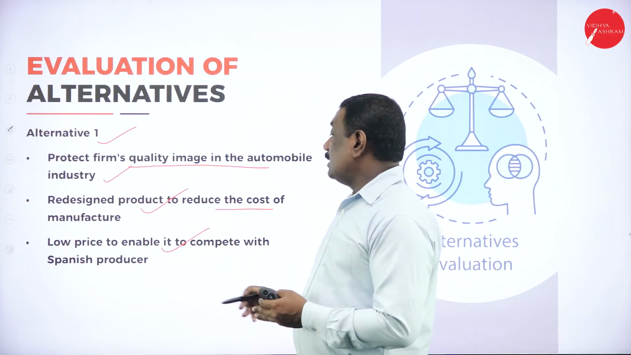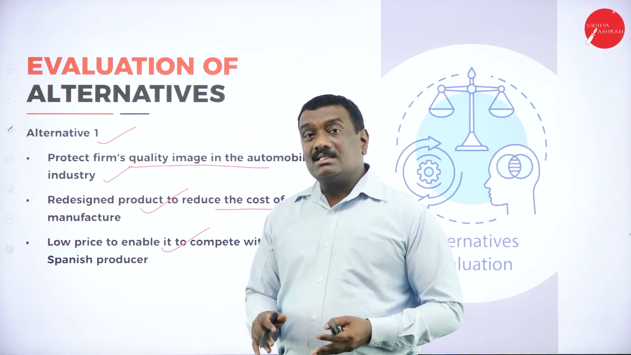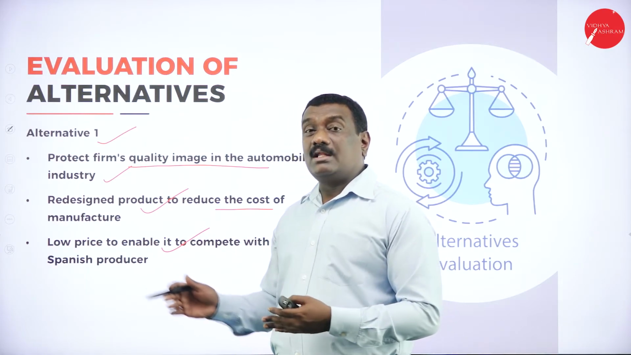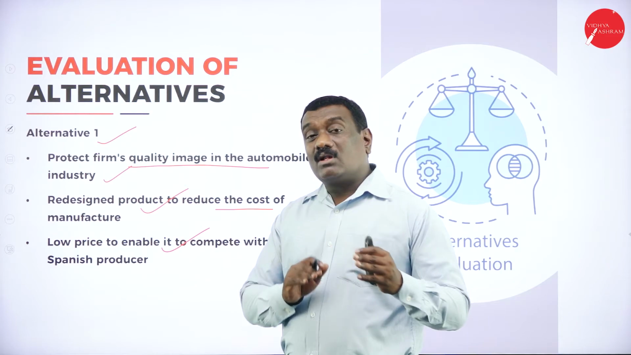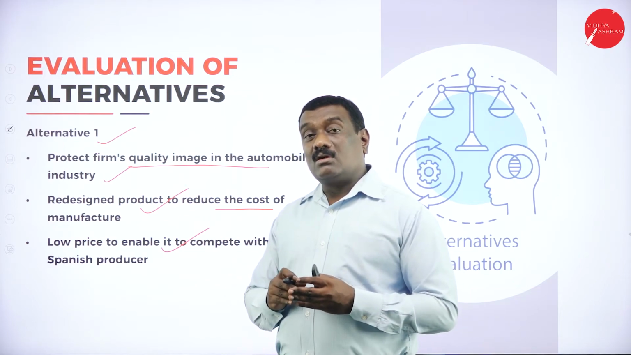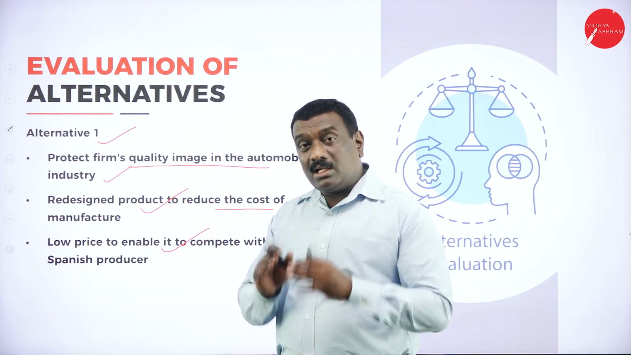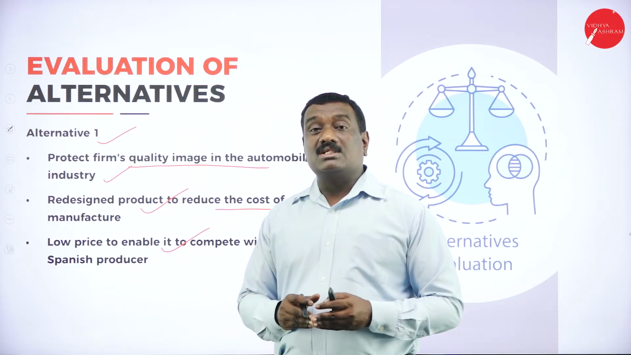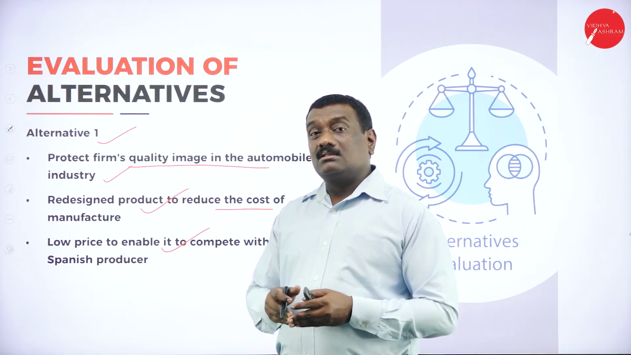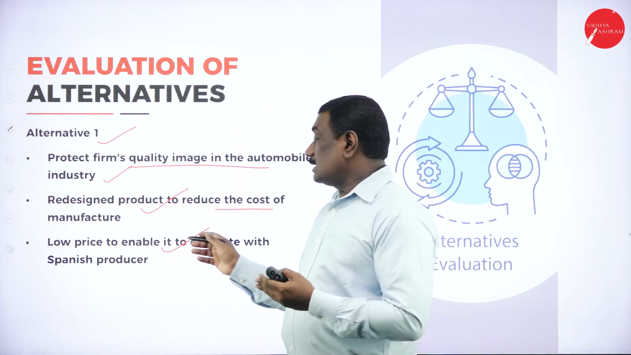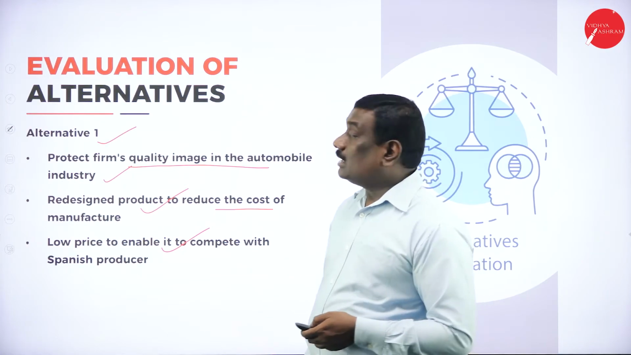Then low price to enable it to compete with the Spanish producer. So bring down your price to be equivalent to the Spanish producer, who is giving for a lesser price, though quality is not good. Instead of having a competition with him, better you bring down your prices to that level of the Spanish competitor, or whichever is possible. It has to enable you to compete with the Spanish producer. Then only you can be there in the market.